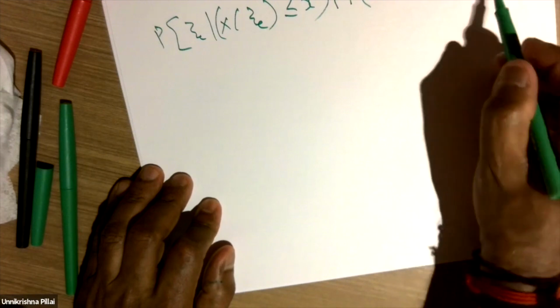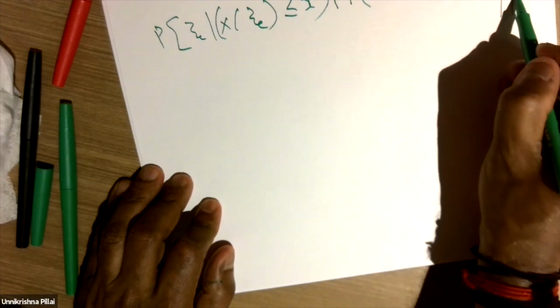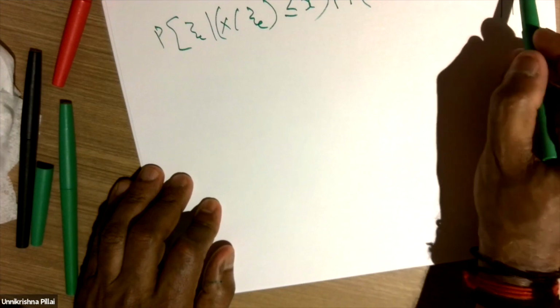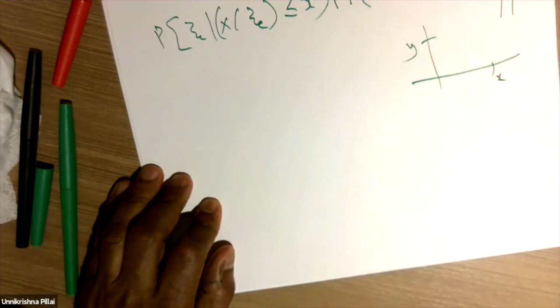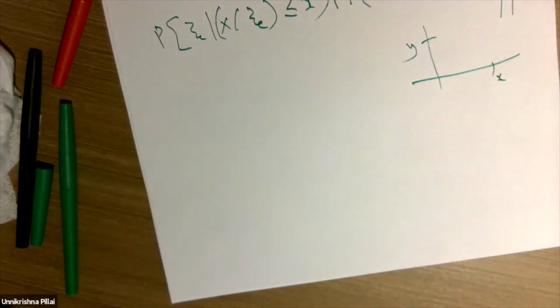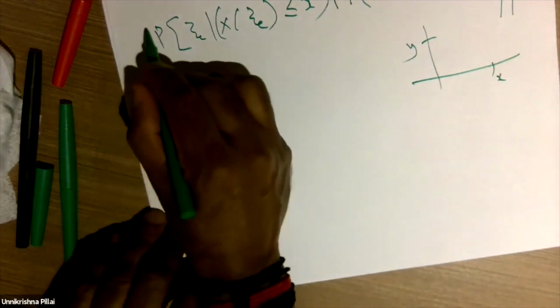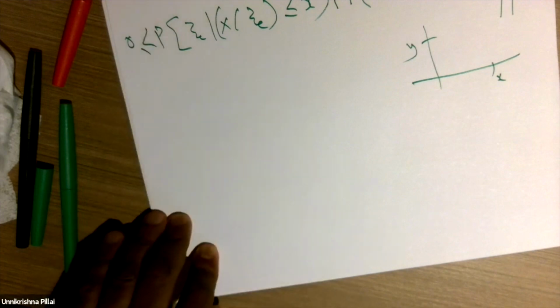So let me talk about the notation. These are the random variables, the address. These are the x and y values. So x value here, some y value here on the x and y axes. So again, this being a probability, this is a non-negative function.